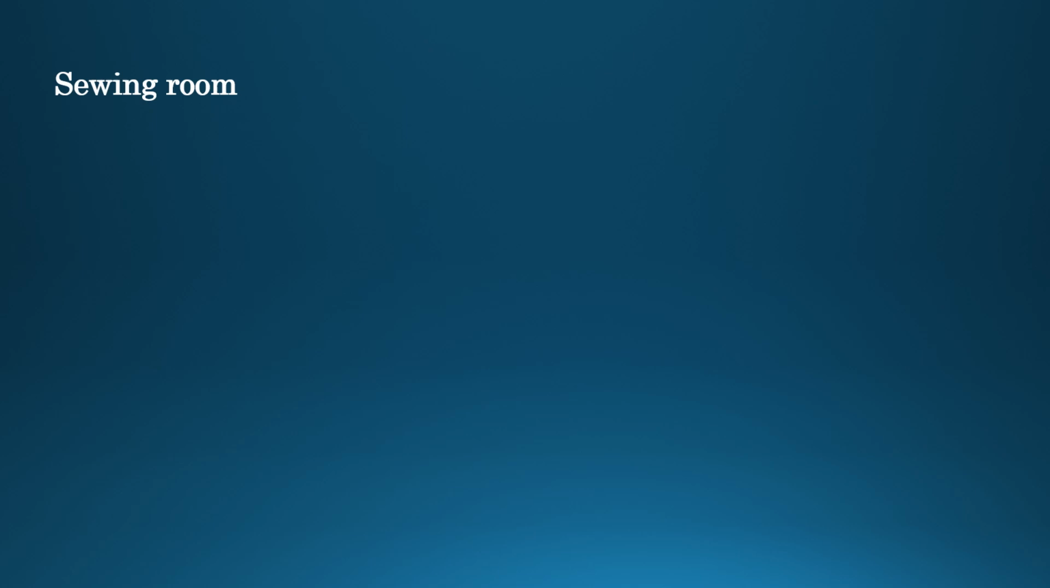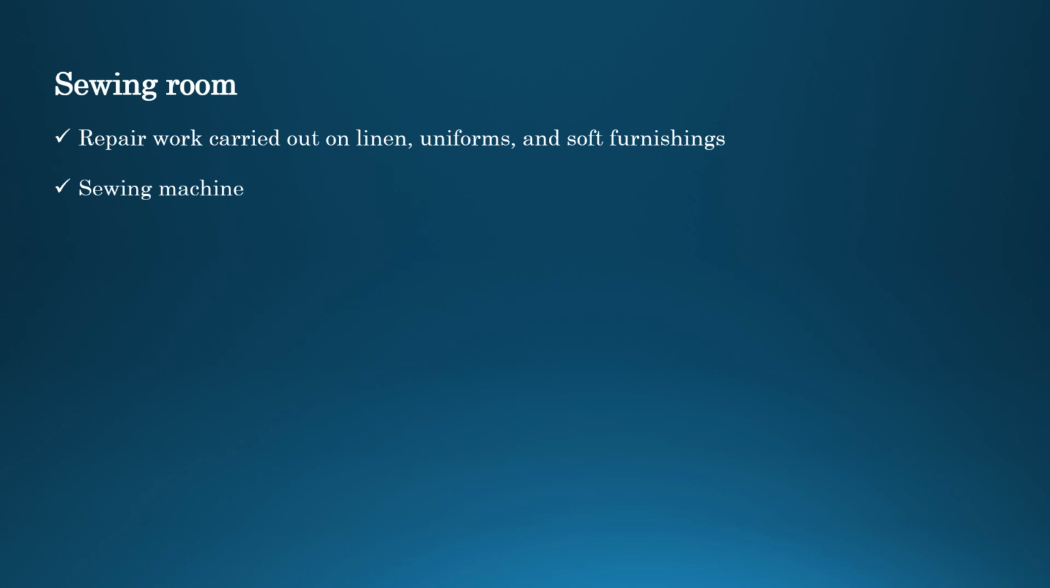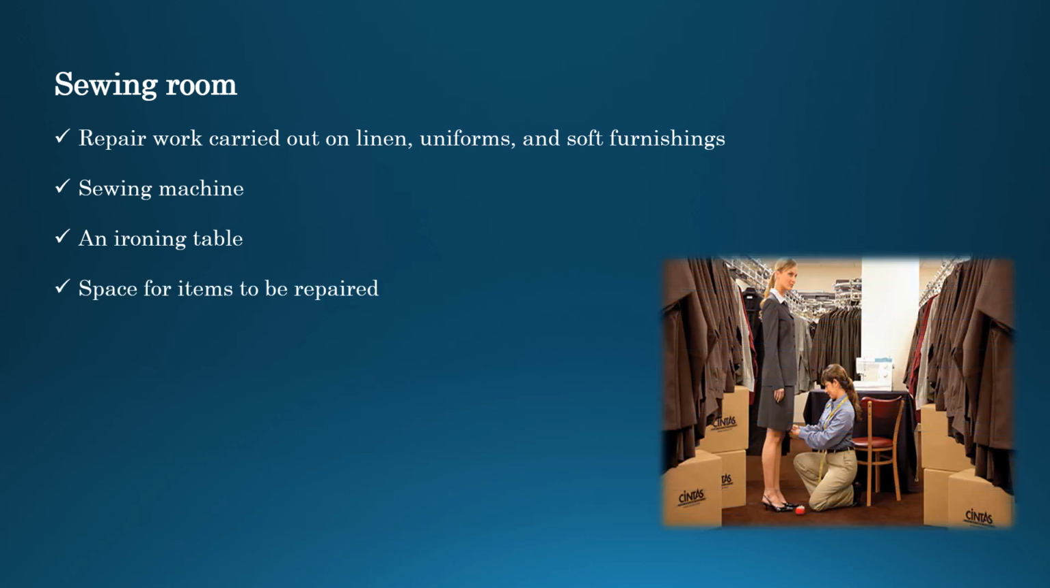Next one is the sewing room or tailor room. This room is used for repair work carried out on linen, uniforms and soft furnishings. It should be large enough to accommodate a sewing machine and ironing table, and space for items to be repaired.